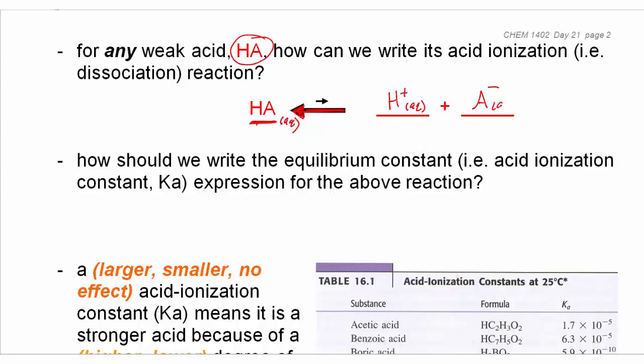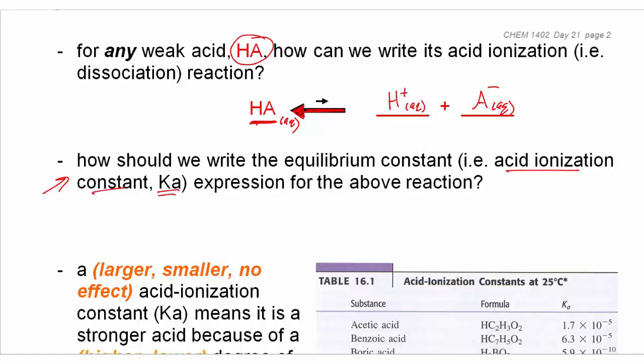And we should also have AQ on everything, but I'm pretty sure we won't be doing that for long, because everything always has AQ on it. All of our reactions have AQ. These are all aqueous equilibria that we're talking about. Weak acids dissolved in water. How should we write the equilibrium constant? We're going to call them acid ionization constants and give them the symbol Ka.